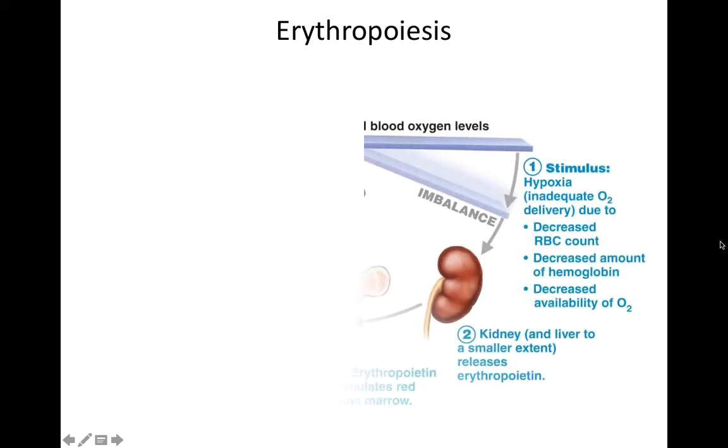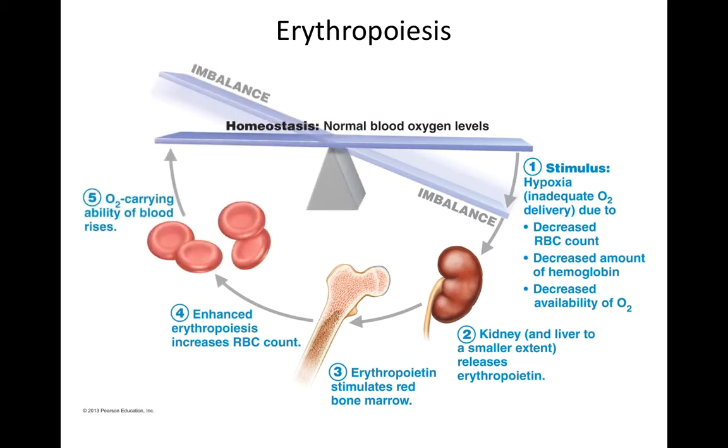Now, what exactly is going to trigger this process? Basically, anything that is going to cause what's called hypoxia. Hypoxia means your tissues are not getting enough oxygen. There's a lot of reasons for hypoxia to occur, and we're going to look at a few of them here in a minute. But let's talk about what this loop looks like.